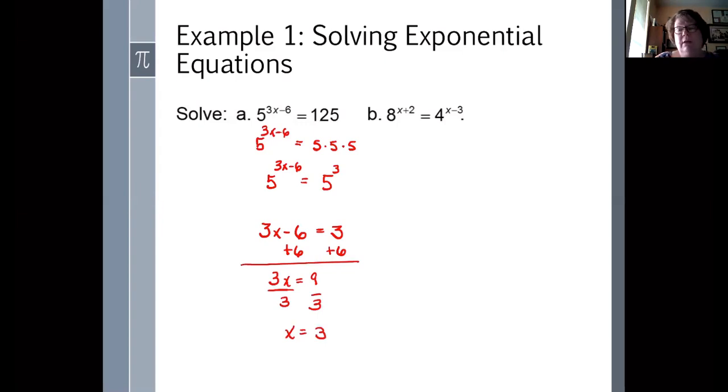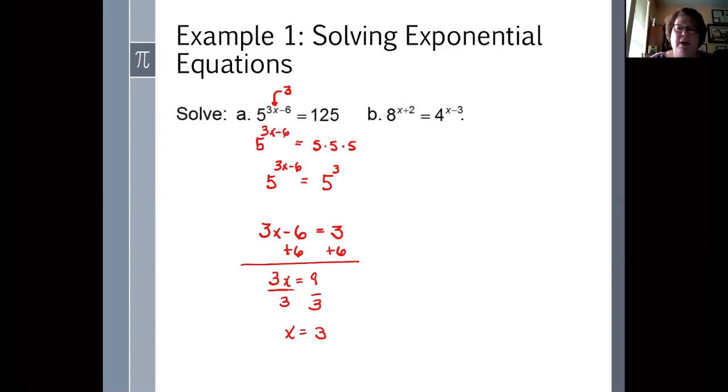Now you can certainly check your solution, and you should. Every equation that you solve, you can check your solution. So I could plug 3 back in for x and determine if this is correct. I have 5 to the 3 times 3 minus 6. That's 5 to the 9 minus 6, 5 to the third, and that is equal to 125.